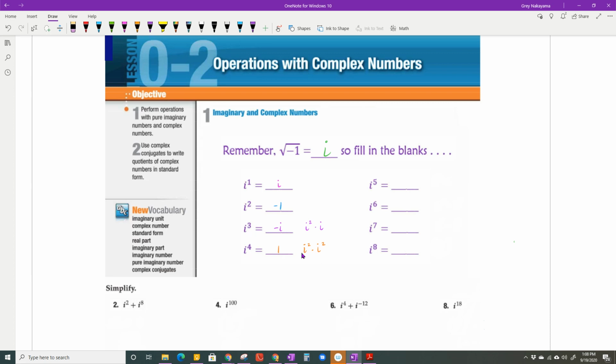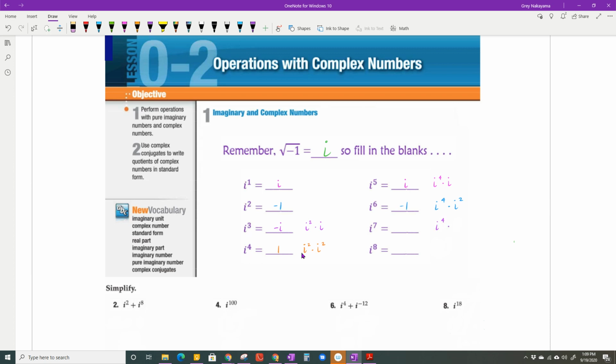Then if I go to i to the 5th, well, I'm going to use i to the 4th because i to the 4th is 1. So i to the 5th is i to the 4th times i. And i to the 4th is 1. 1 times i is i. i to the 6th is i to the 4th times i squared. Okay, every time we see i to the 4th, you think 1. So all I have to worry about is i squared. And i squared is -1.